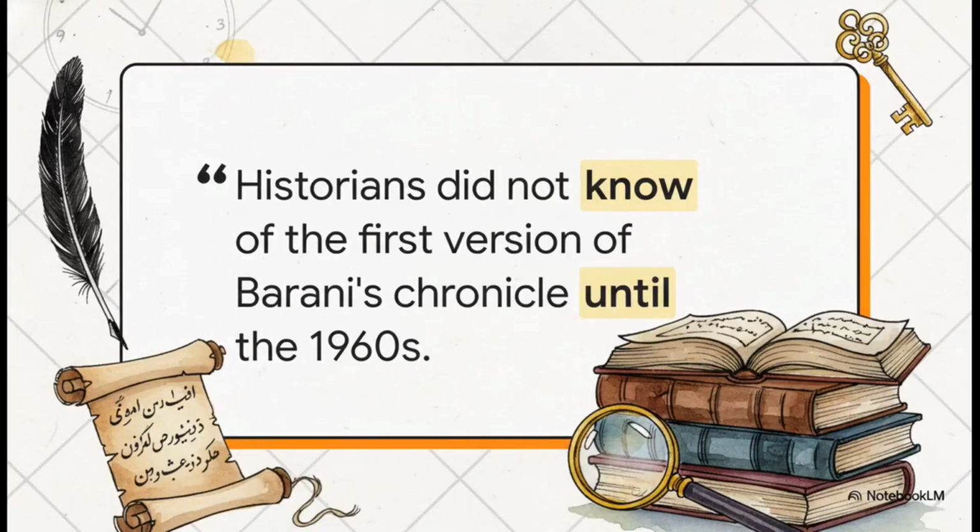And this isn't just a theory. Here's a perfect real-world case. This chronicler, Ziauddin Barani, he wrote his history in 1356. Then he revised it 2 years later. For centuries, literally centuries, historians only knew about the second version. The original was just lost, buried somewhere in a library collection. Nobody even knew it existed until it was found again in the 1960s. I mean, can you imagine? An entire piece of history was just hiding in plain sight.